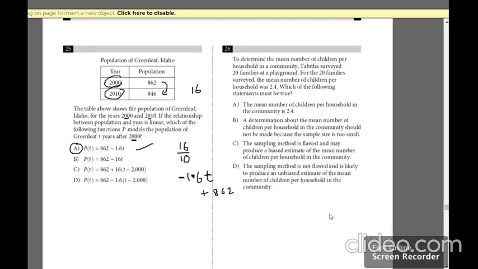Question 26, to determine the mean number of children per household in a community, a survey of 20 families at a playground. For the 20 families surveyed, the mean number of children was 2.4. This is wrong information because there were 20 families in the community. Determination about the mean number of children per household in the community should not be made because the sample size is too small. Even this option is not there. The sampling method is flawed and may produce a biased estimate of the mean number of children per household in the community. Yes, this looks pretty clear. So option C will be the answer.